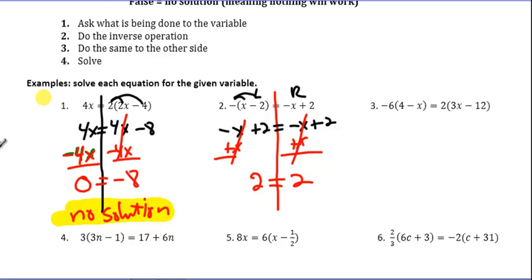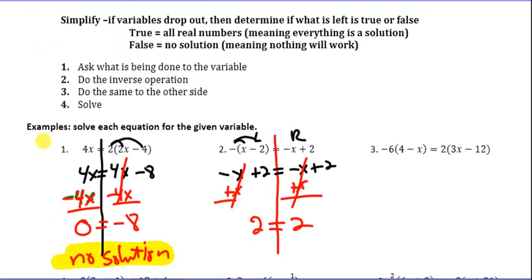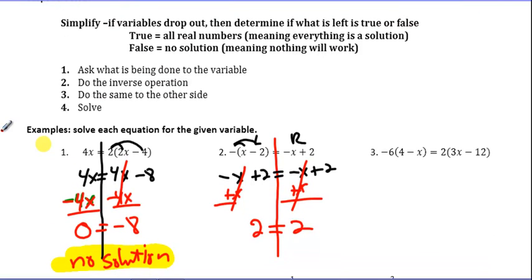Once again, we'll notice that there is no variable left in this problem. The variables have dropped out. That's what we mean by dropping out. They're gone. So, does 2 equal 2? Yes, it does. So this answer is infinitely many solutions, or we'll just say all real numbers. It's easier to say. All real numbers. Let's take a look at another one.